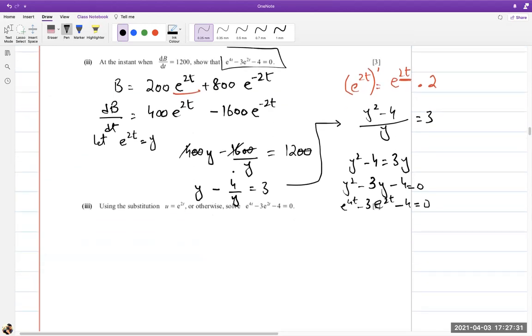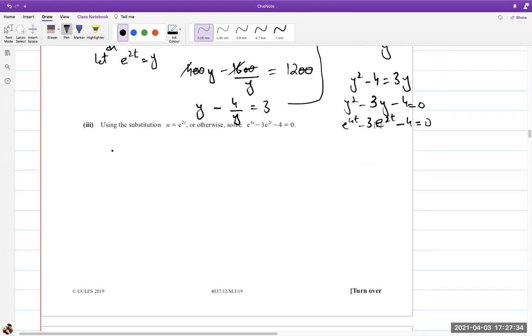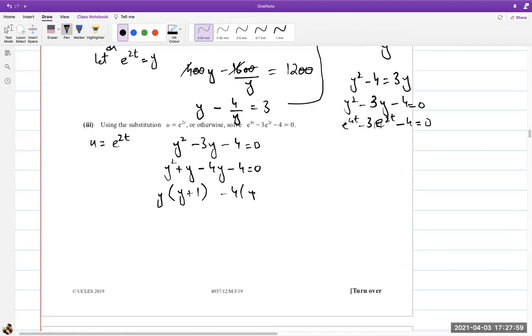All right. They're saying use the substitution u is equal to e power 2t. Just like we made a dummy variable, they have also made a dummy variable. Solve this equation. Okay, so we already have this equation in that form, y squared minus 3y minus 4 equal to 0. So this simply becomes y squared plus y minus 4y minus 4. So y times y plus 1 minus 4 times y plus 1 equal to 0. So y is equal to minus 1 and y is equal to plus 4.